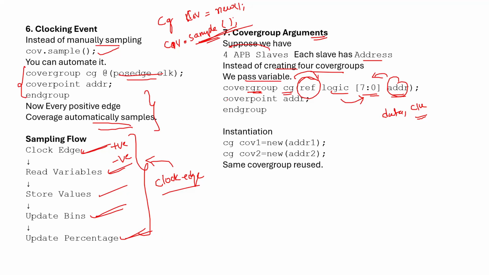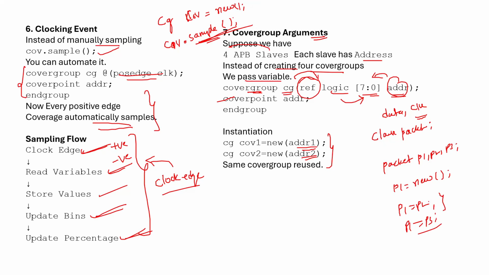Okay, so then cover point address, inside that we are creating different address 1, address 2, address 3. See, in our class we are taking some packet. So in shallow copy we are taking different handles like packet p1, p2, p3 and so on. p1 equal to new I am creating, and then p1 equal to p2, p2 equal to p1, p1 equal to p3. In this way I am writing my object assignment.